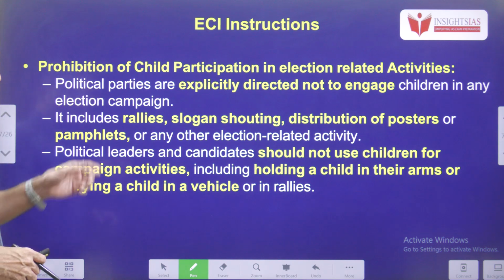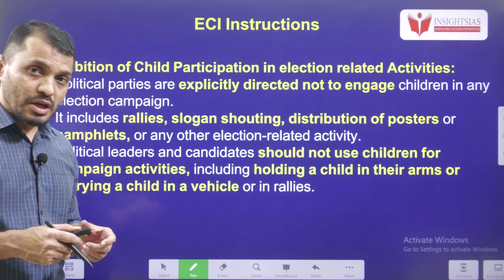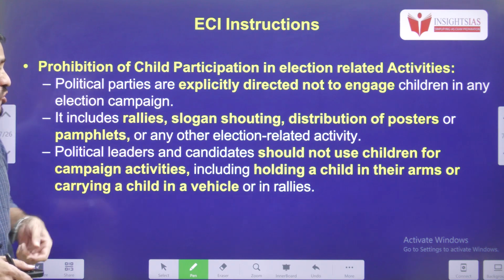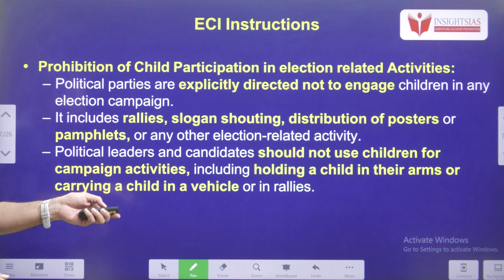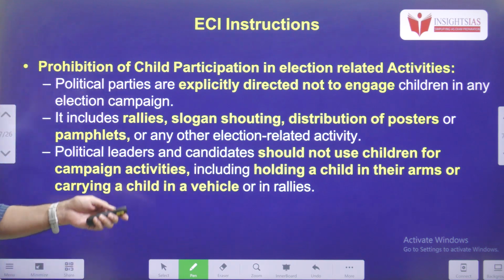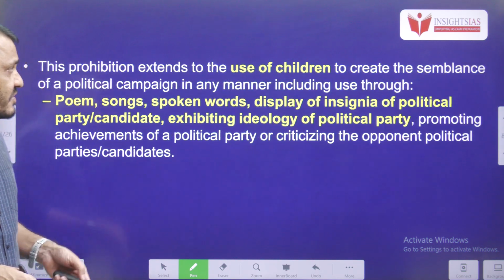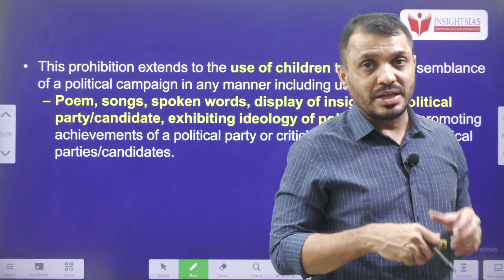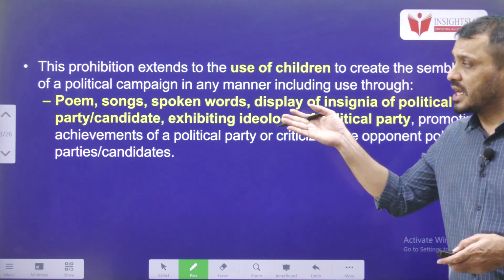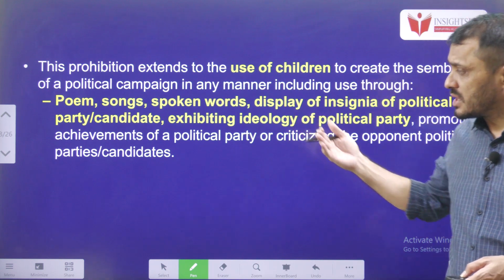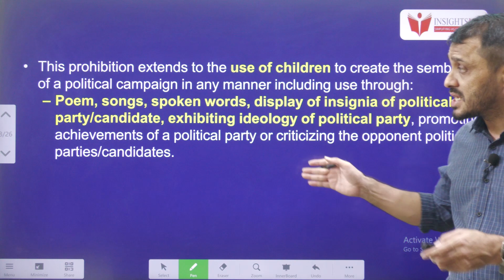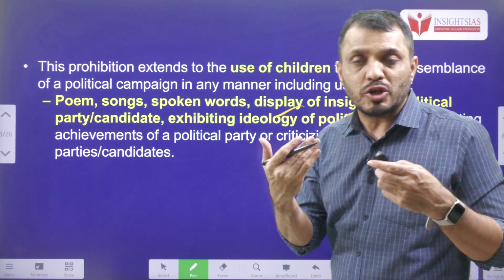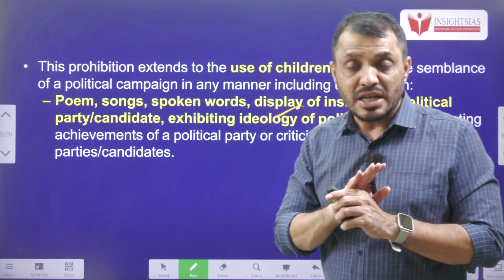Next, ECI instruction: prohibition of children's participation in election related activities. Now let's see what kind of activities. Activities such as rallies, sloganeering, distribution of posters and pamphlets. They should also not involve holding a child in their arms or carrying a child in an election rally vehicle. Children should not be used to create a kind of indirect support to political parties, such as singing poems through children and spoken words, display of insignia, that means symbols of political parties and candidates, or exhibiting the ideology of a political party, like wearing any clothing related to that party's ideology. All these are not allowed.